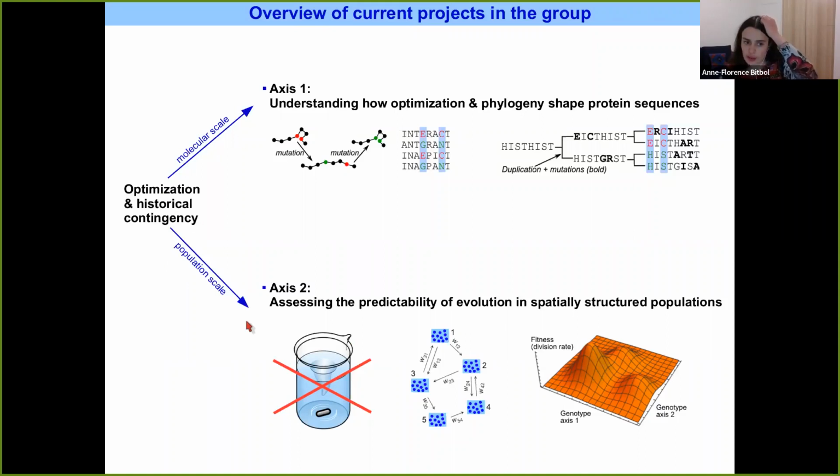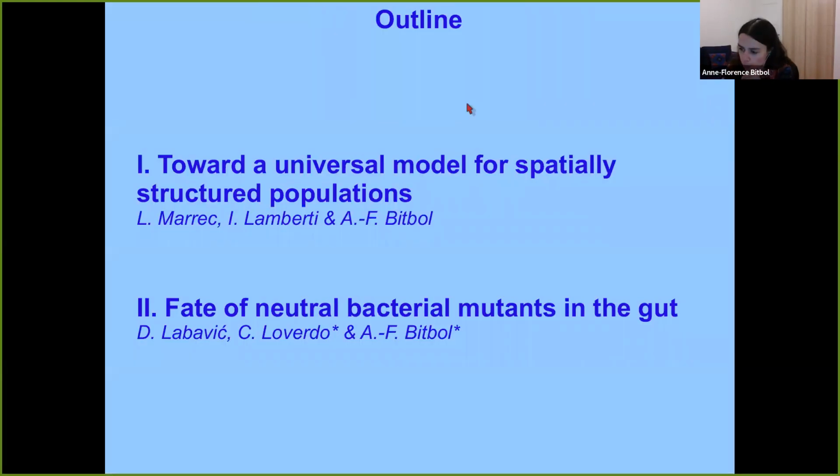And at the population scale, we aim to assess the predictability of evolution in spatially structured populations. Today I'm going to tell you rather about the second part, but just to tell you that we are also interested in sequences. My talk today is going to have two parts. First, I'm going to tell you about a general model for spatially structured populations, but it's a bit of an abstract model on graphs. And second, I'm going to tell you about a more concrete case, which is the case of bacteria evolving in the gut.